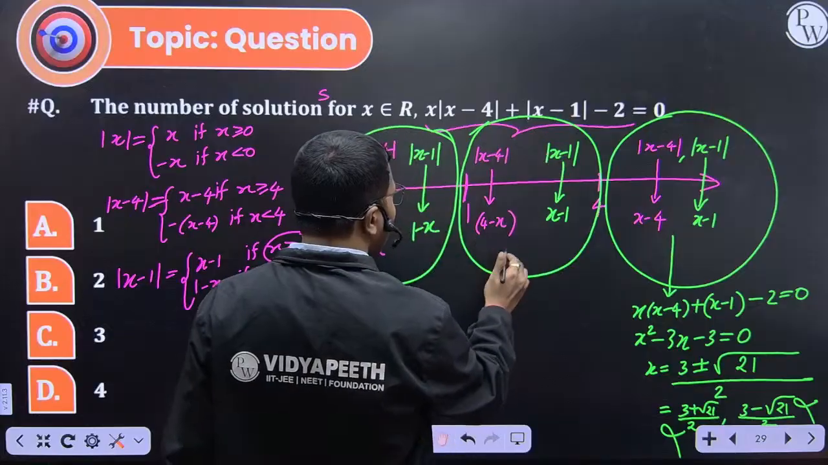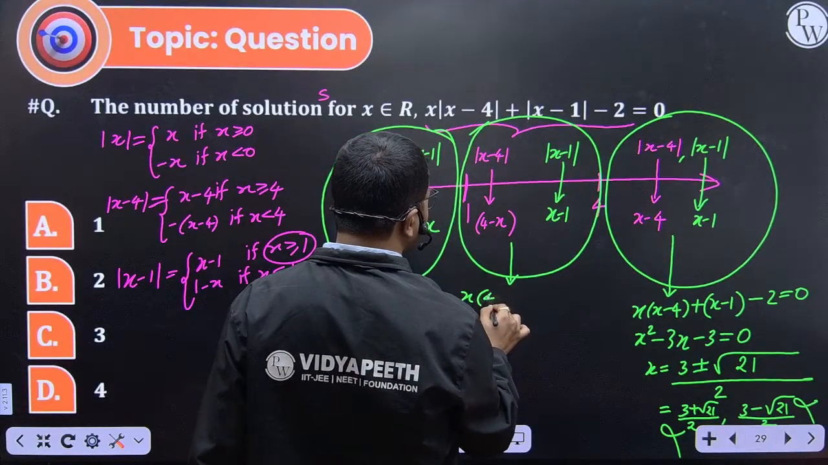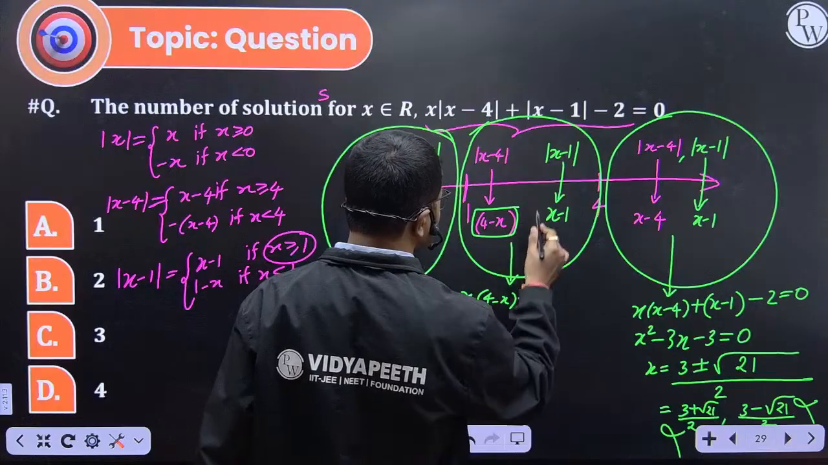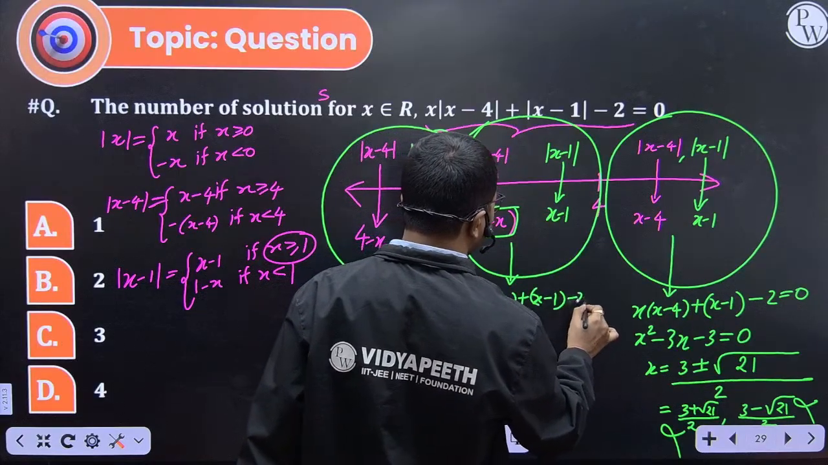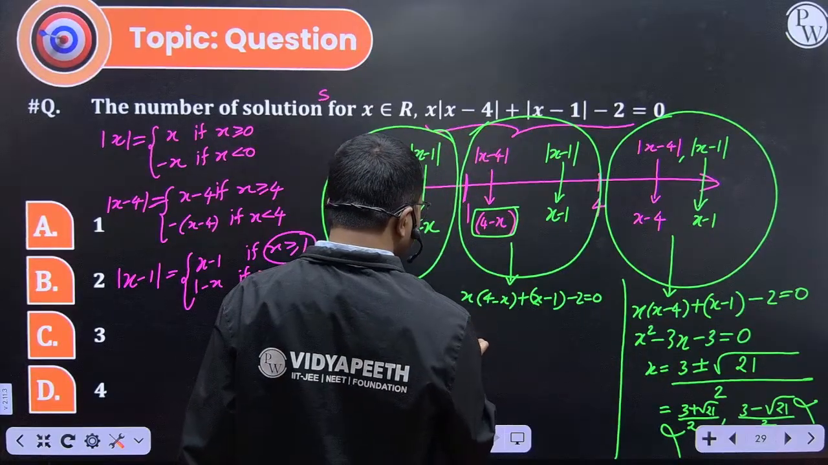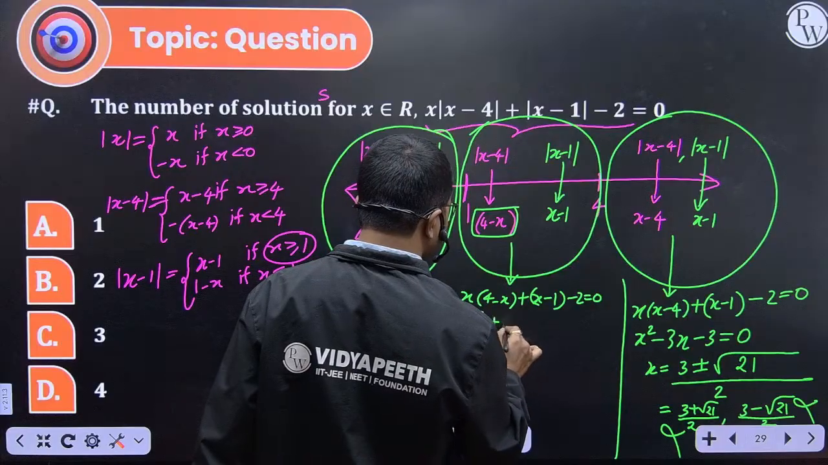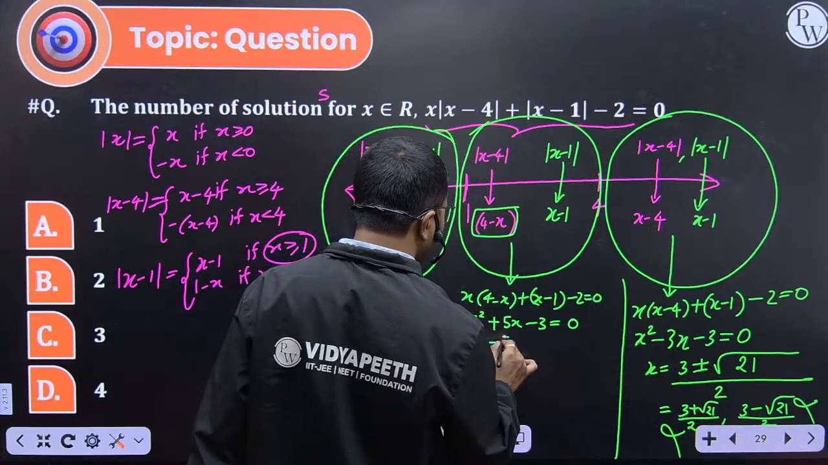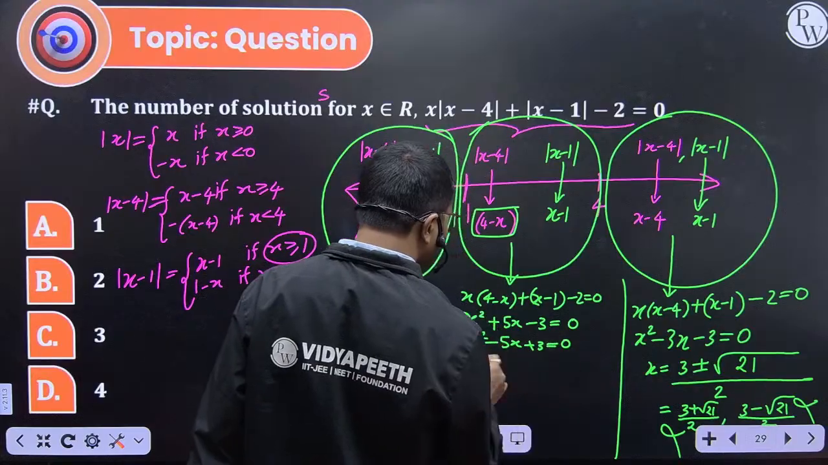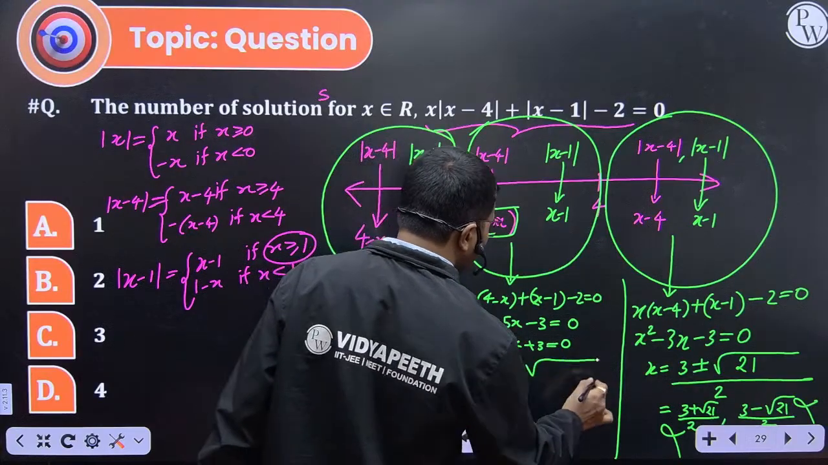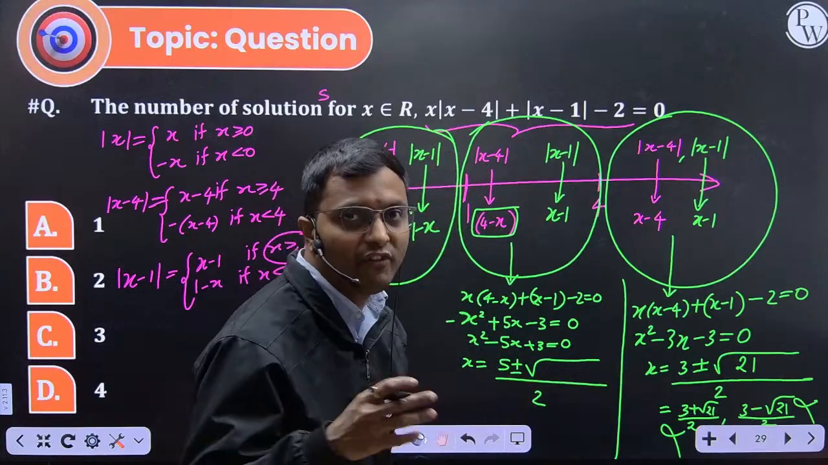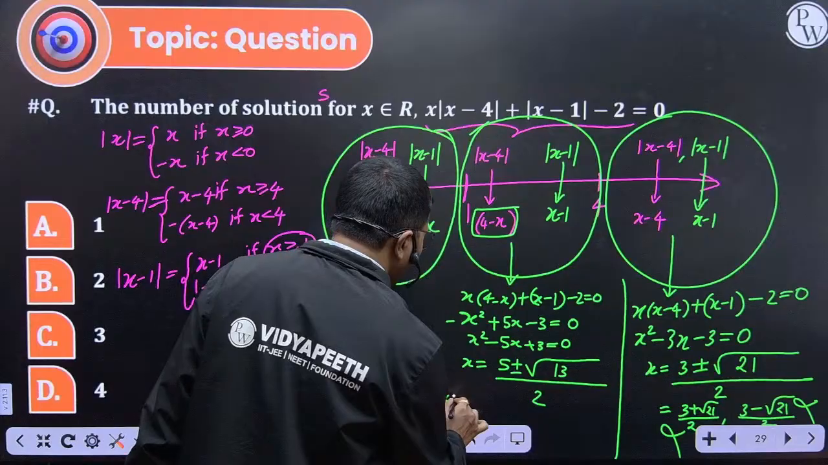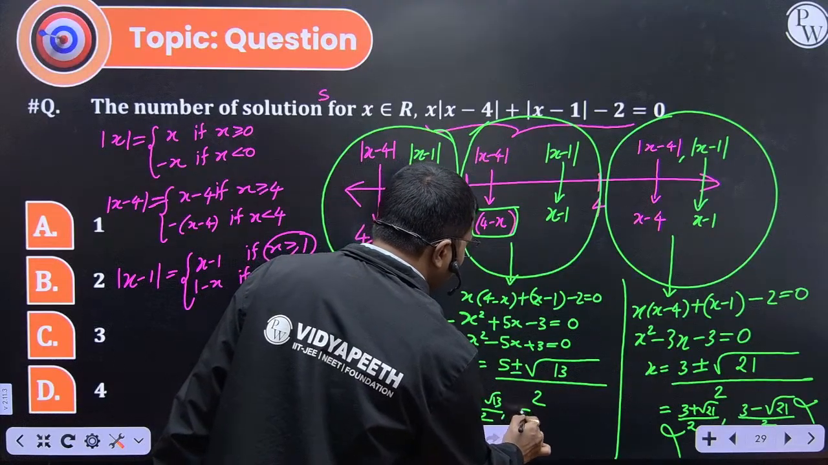Now come to this region, one more quadratic equation. x into, here you have to put 4 minus x, because between 1 and 4 we will replace it with 4 minus x, plus modulus of x minus 1 is x minus 1, minus 2 is equal to 0. So what do I get? Minus x square plus 5x, minus 3 is equal to 0. So x square minus 5x plus 3 is equal to 0. Again find the roots using the quadratic formula: 5 plus or minus under root of b square minus 4ac by 2a. b square 25 minus 4 3s are 12, that is 13. Again we have two values, 5 plus root 13 by 2, and 5 minus root 13 by 2.